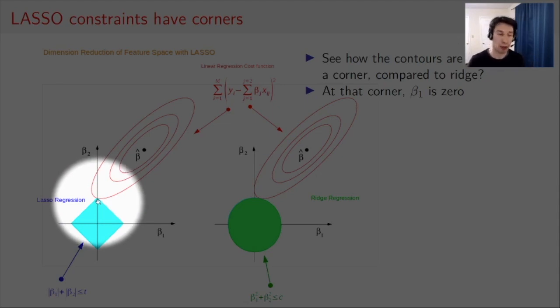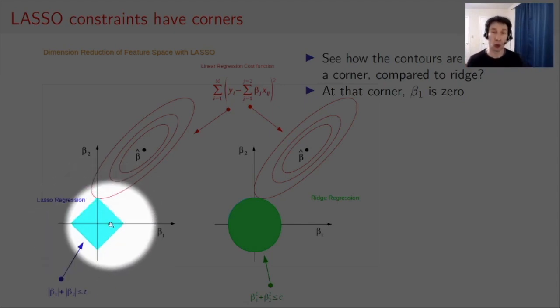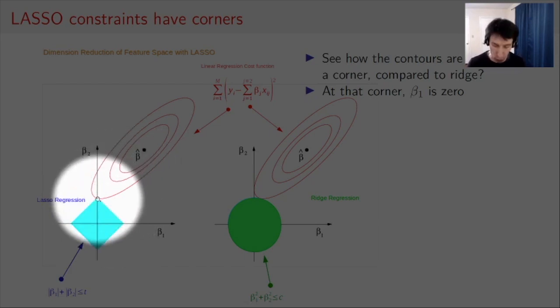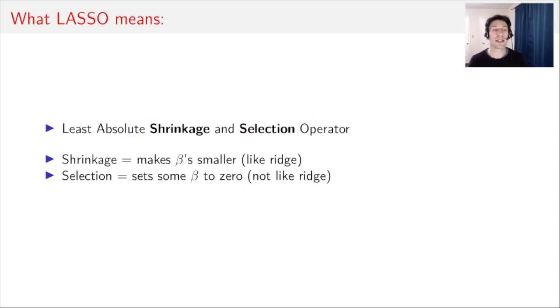And if you extrapolate this into a multidimensional space, you can imagine that you have lots of variables and they all have this kind of constraint that has corners, and so they're going to be likely to drop out of the equation when the contours hit a corner. So at that point, I can now tell you what Lasso actually means. Lasso stands for least absolute shrinkage and selection operator. The word shrinkage is because of the regularization, it's making the betas smaller, it's shrinking the betas, and selection because it's setting some of those betas to 0 and thus selecting out the variables that don't matter.